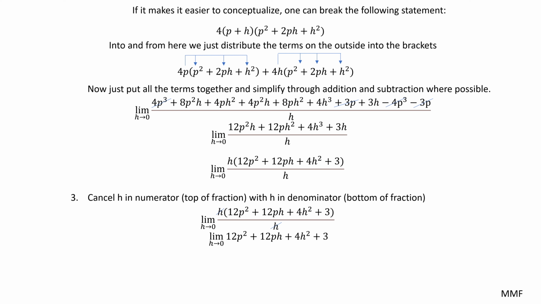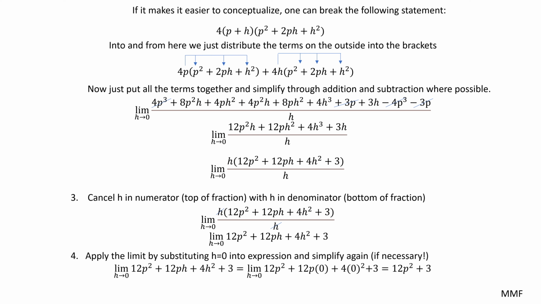Now our next step is we're going to put a 0 in everywhere we see an h. If you look, 2 of these terms have h's, the middle 2, so they're just going to disappear because anything times 0 is just 0. So after we put in our 0 for all the h's, we just end up with 12p squared plus 3.